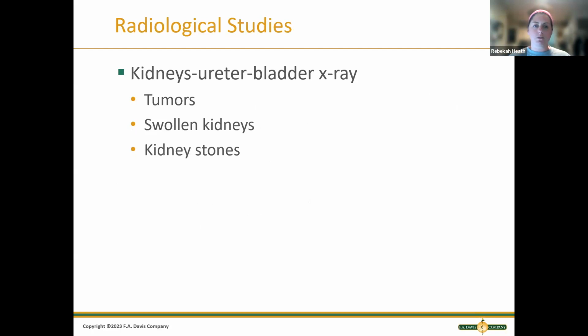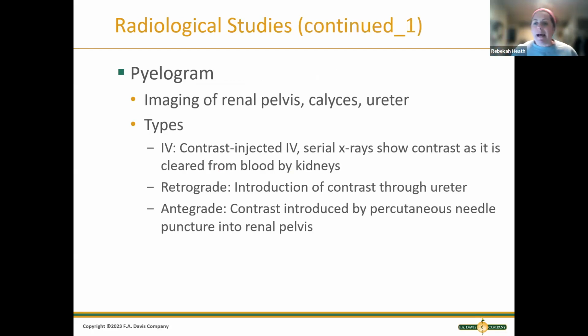Some radiology studies we might have. We might get some x-rays that might tell us something about if there's a tumor, if the kidneys are swollen, or if there's maybe kidney stones, those will show up on x-rays. A pyelogram, that's a pretty frequent test that's done, and that's imaging of the renal pelvis, calyces, and ureter. So there's a couple types. IV, and that's when they give contrast through an IV site and then do a bunch of x-rays to show as that IV contrast is cleared from the body through the kidneys.